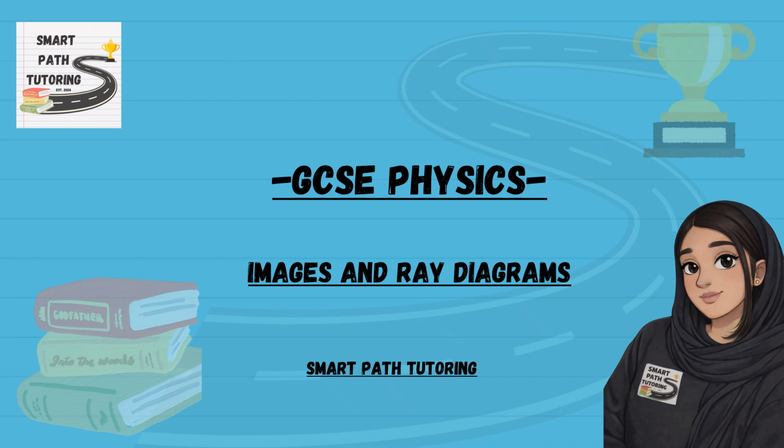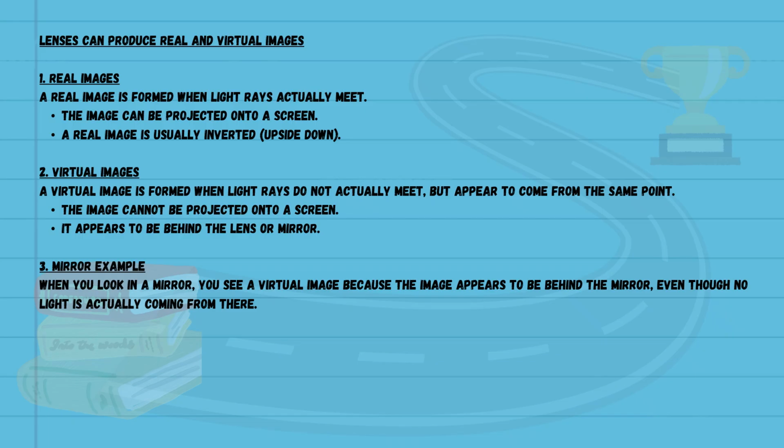This video is on GCSE physics, specifically on images and ray diagrams. Lenses can produce real and virtual images. Real images: a real image is formed when light rays actually meet. The image can be projected onto a screen, and a real image is usually inverted, or upside down.